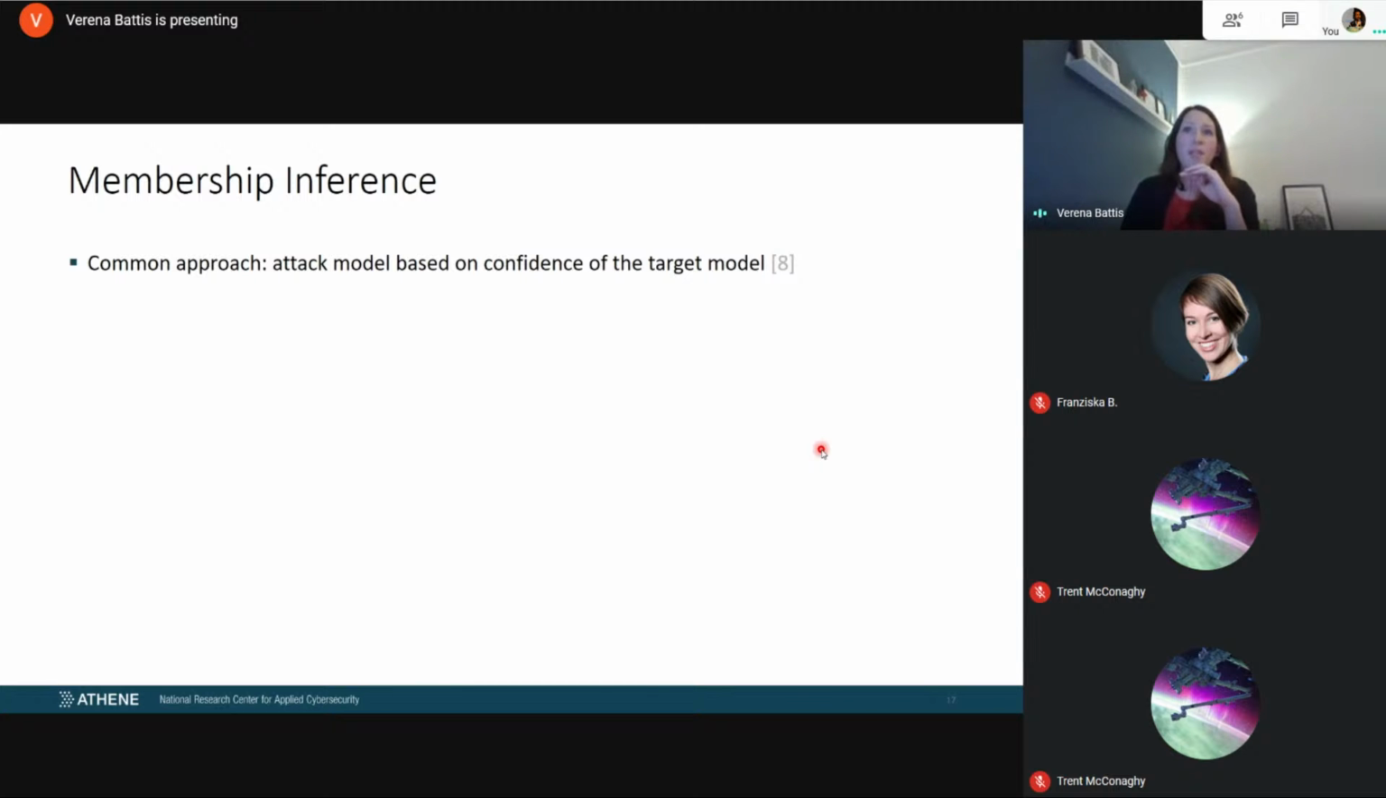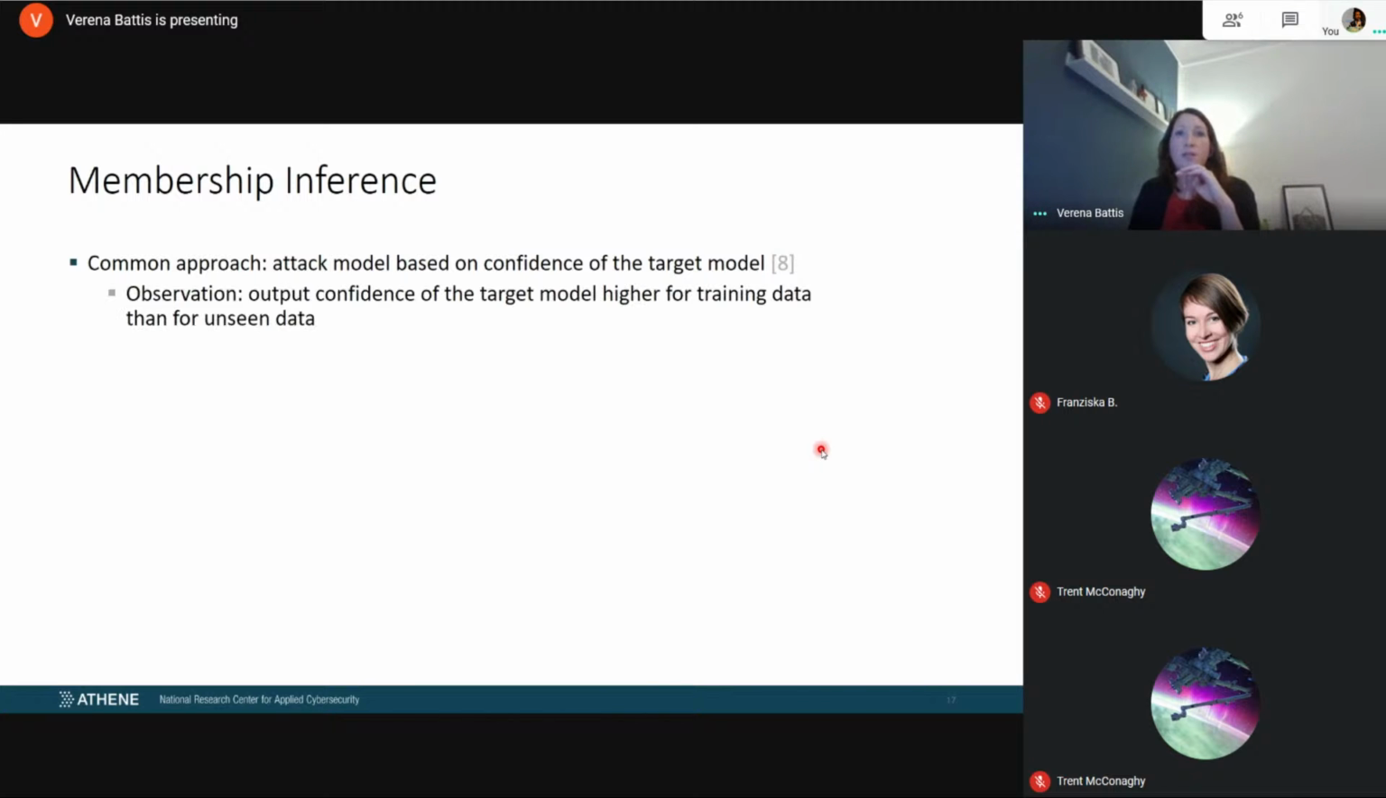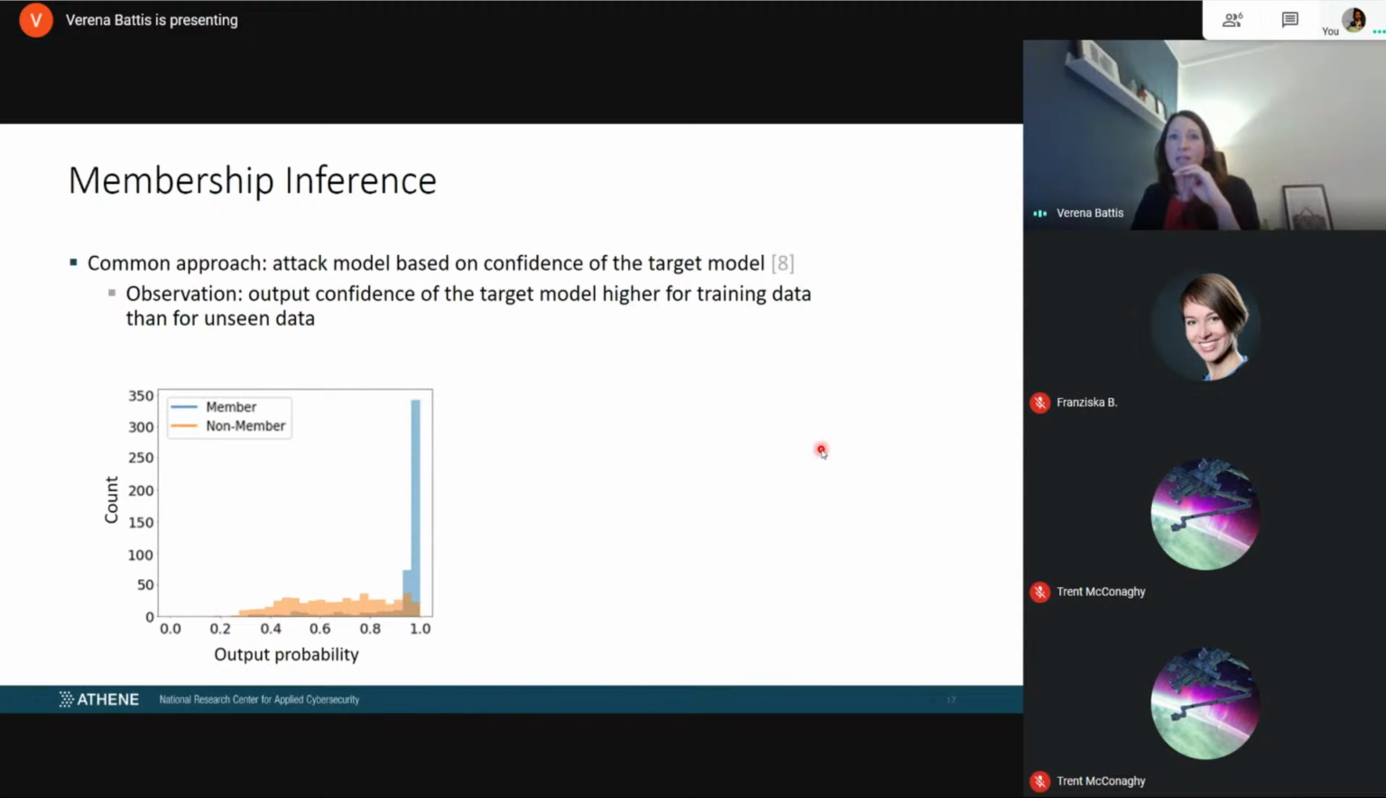A common approach is based on the confidence of the target model and its decision. Why? Because it's proven that a trained network reacts differently to data used for training than to previously unseen test data. If we plot the output probability vectors given by the target network, you might end up with something like this. You see that for data points not used for training, the distribution of output probabilities is somewhat equally distributed. This part in orange, non-members of the training data.